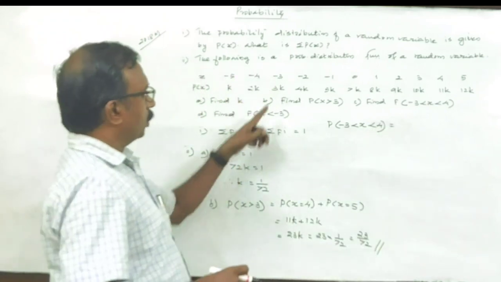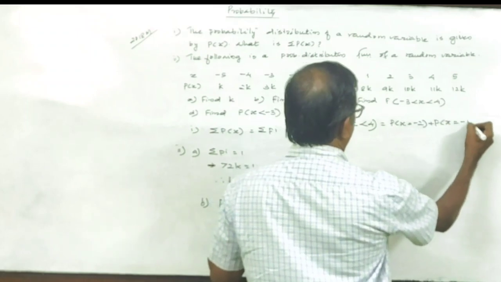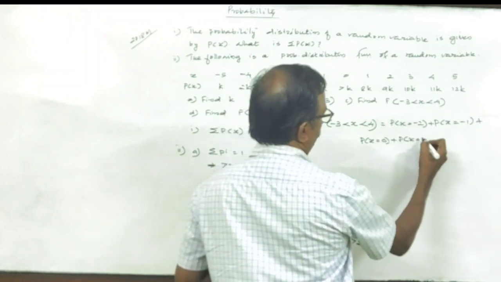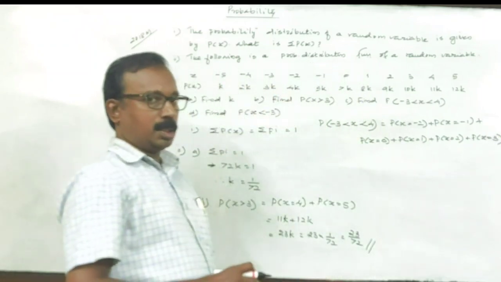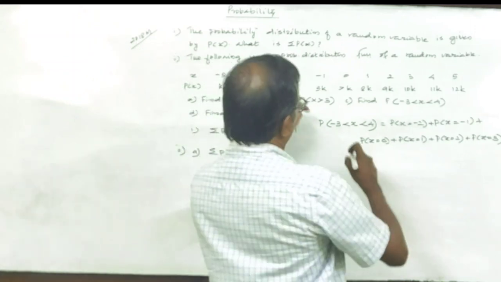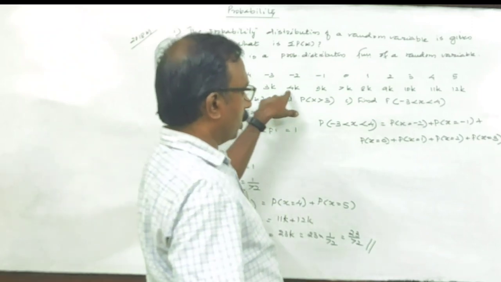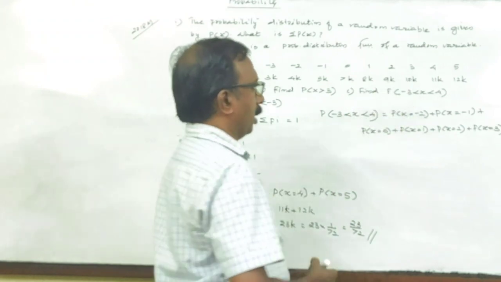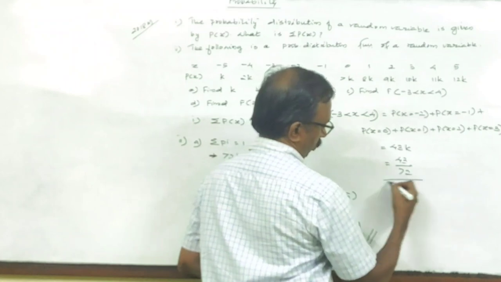Next question, C is P of minus 3 less than x less than 4, that is in between minus 3 and plus 4. P of x is equal to minus 2 plus P of x is equal to minus 1 plus P of x is equal to 0 plus P of x is equal to 1 plus P of x is equal to 2 plus P of x is equal to 3. So 4k, 9k, 16k, 16k plus 8, 24k, 24k plus 9, 33, 43, that is 43k, that is 43 divided by 72, isn't it?